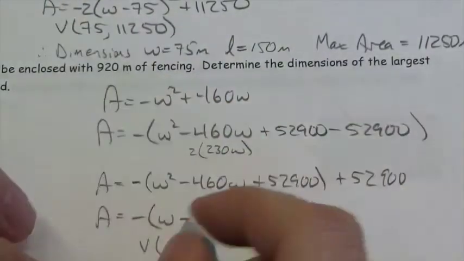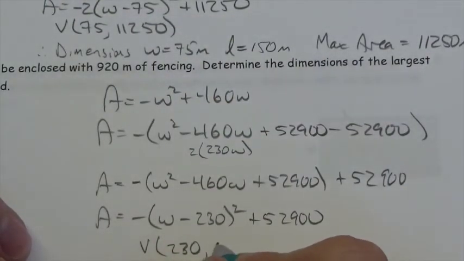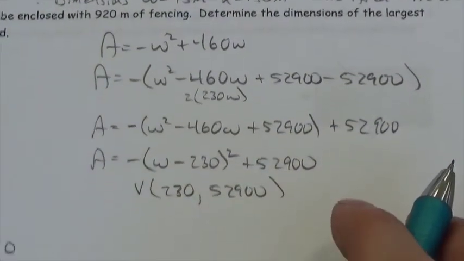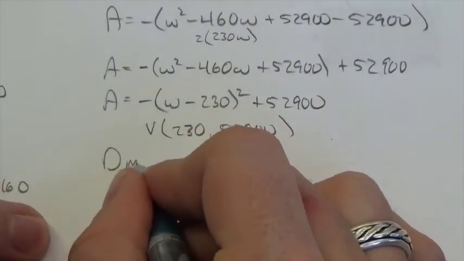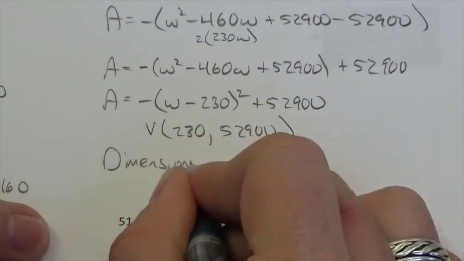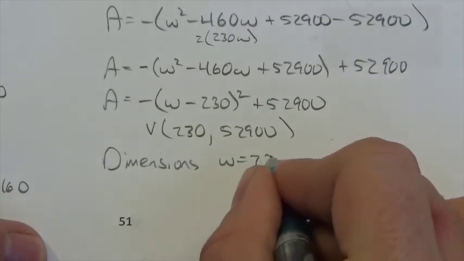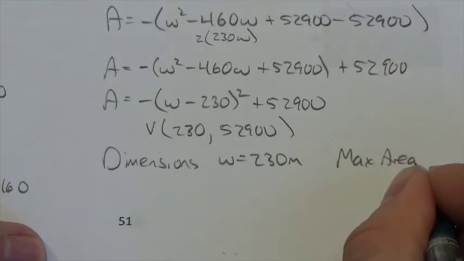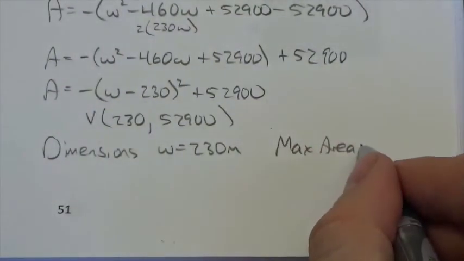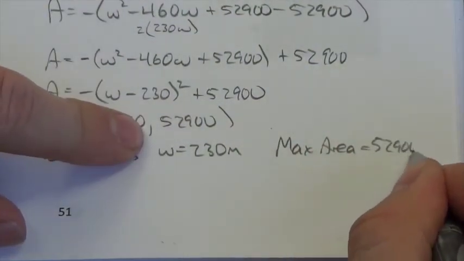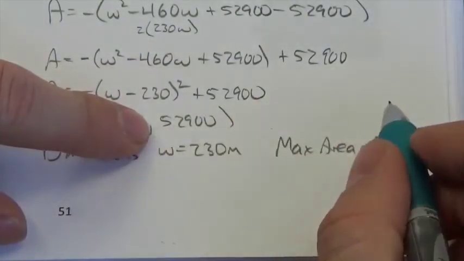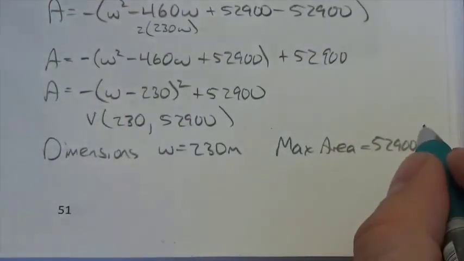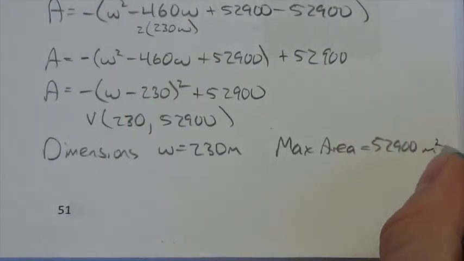230, 52,900, meaning that my dimensions, my width is 230 meters. I know that my max area is going to equal this 52,900. The y-coordinate of the vertex here, or I guess the value of the dependent variable, is always going to be the thing that you've maximized or minimized.